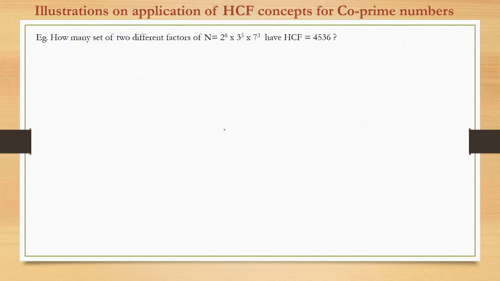Now we'll move to some illustrations where we make use of this concept and solve some questions. So the question is: how many sets of two different factors of this number have HCF 4536? The number might look big and appear to be difficult, but actually it's not the case. First, the number is given as n is equal to 2 raised to power 6 into 3 raised to power 5 into 7 raised to power 3, right?